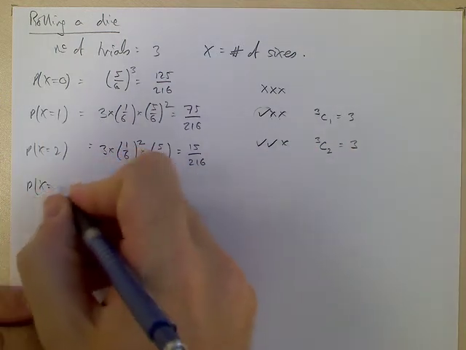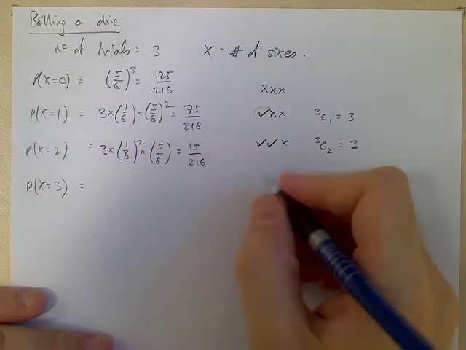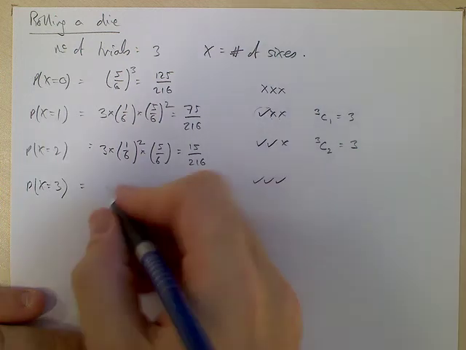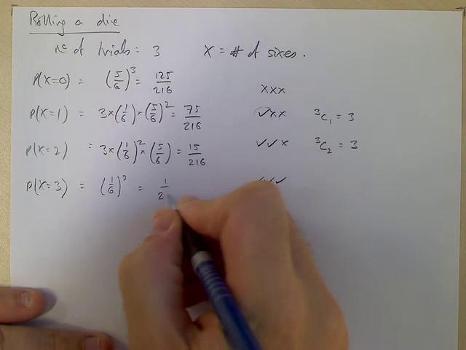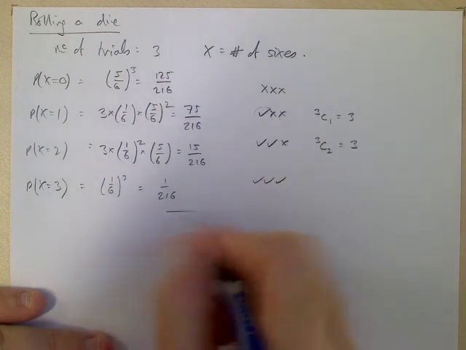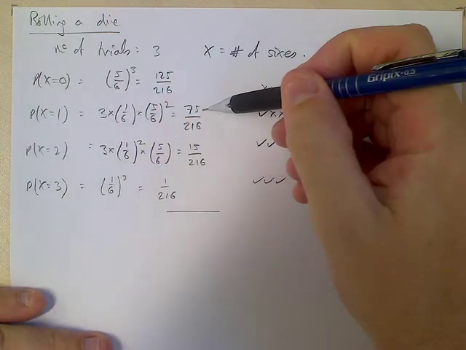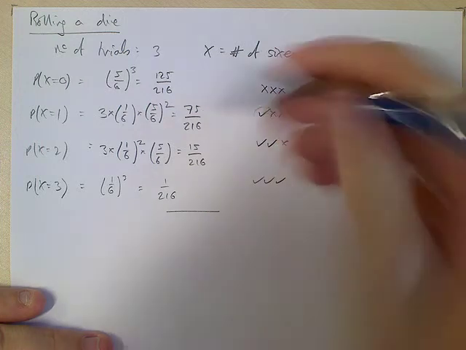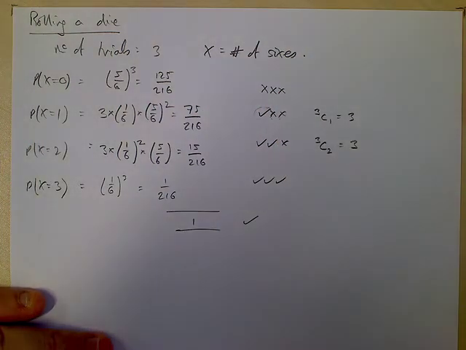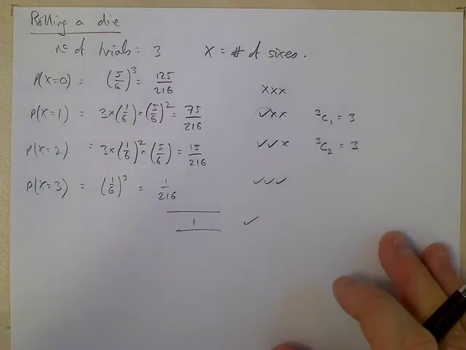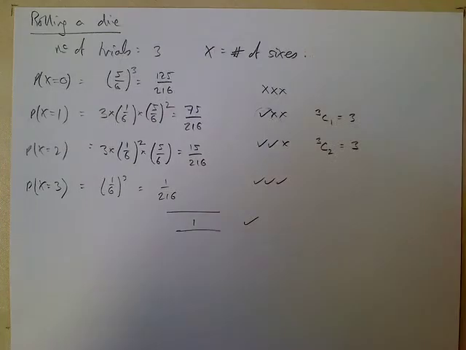And probability x is 3 is going to be success, success, success. So 1/6 to the power of 3 is just 1 over 216. And I just want to sum these. 125, 75, 15 and 1 over 216 adds up to 1. So I'm confident that's okay. So those are my answers for number of trials being 3.